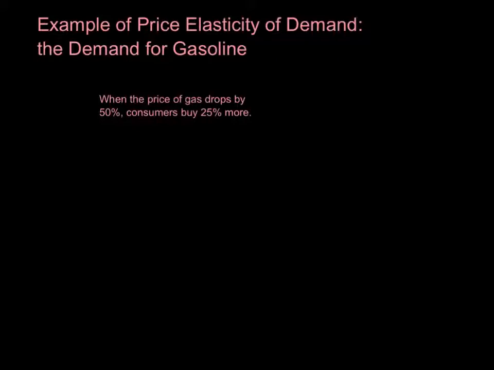So here is our example from price elasticity of demand. When the price of gas drops by 50%, consumers buy 25% more. What is the price elasticity of demand? First, we identify the cause variable and the effect variable. Well, the cause here is clearly going to be the price of gasoline. When it changes, something happens. The effect variable is going to be the quantity demanded of gasoline, because when that price changes, consumers buy more, which means their quantity demanded has changed.